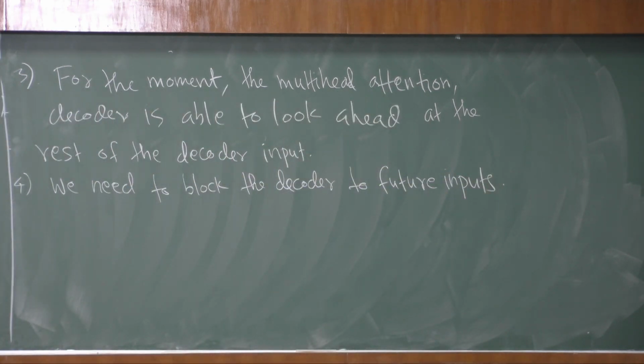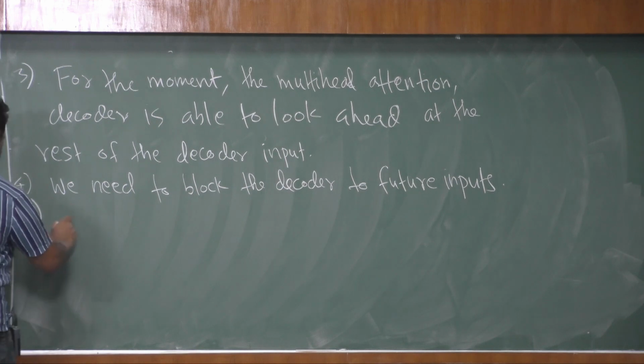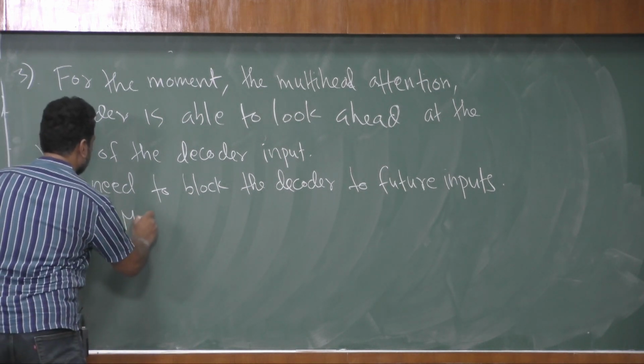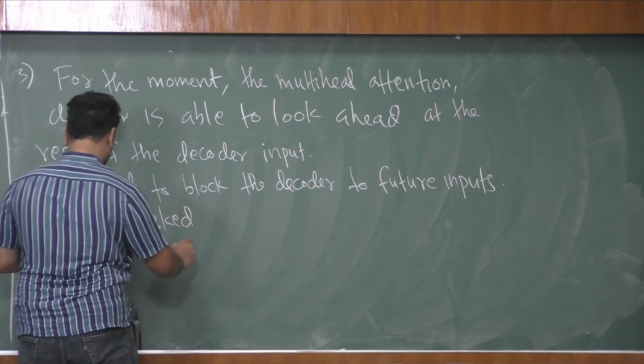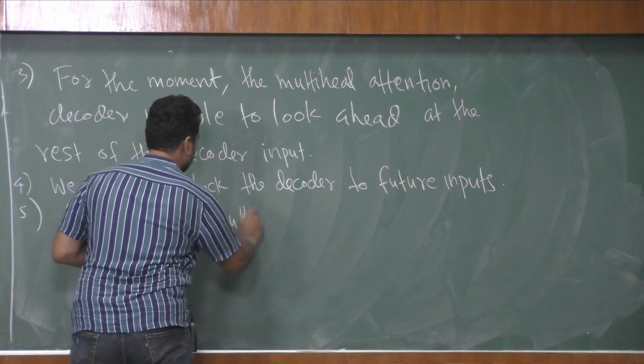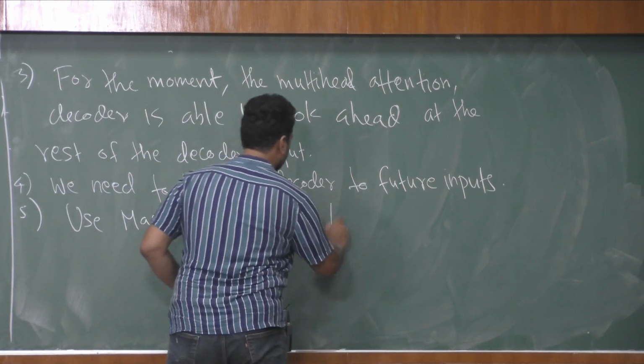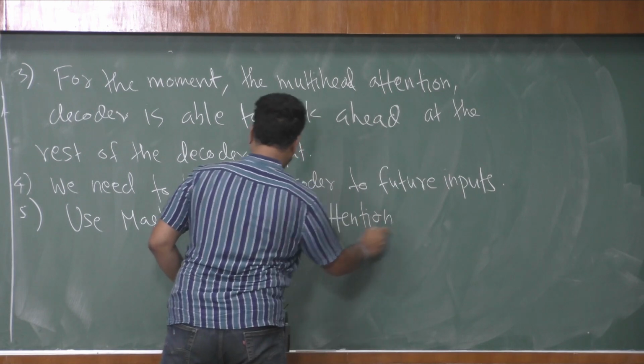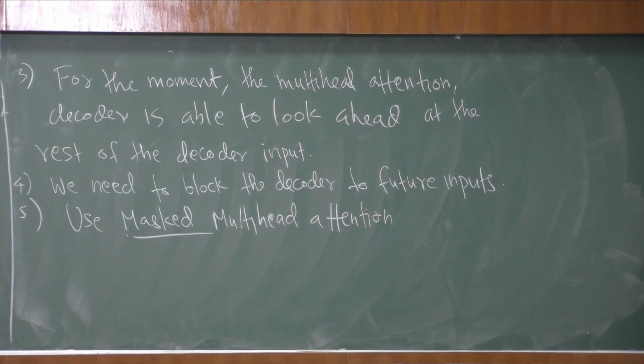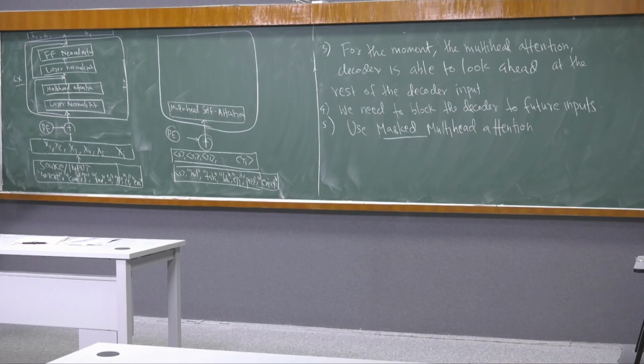So hence we use something called masked multi-head attention. Okay, so the keyword is masked. Basically we mask out the future tokens that are coming. So let us see how the masking will be done.